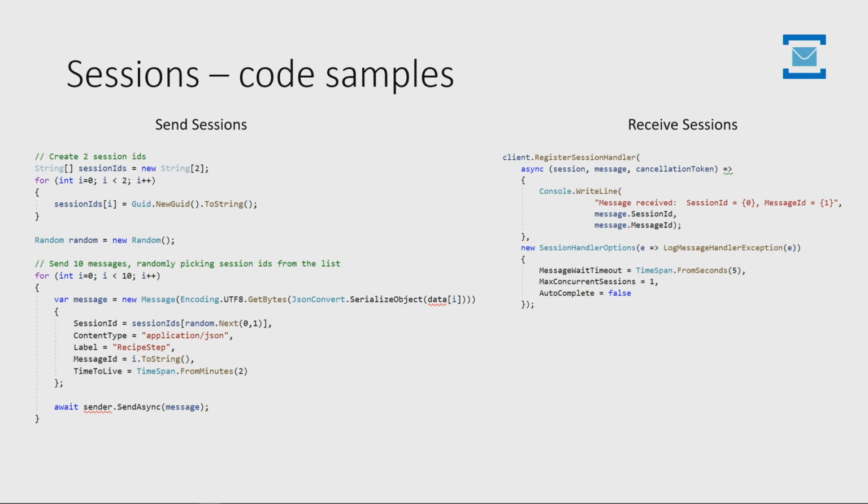So, a very quick code sample. It's pretty straightforward. All you do over here is set the session ID. I just created 2 session IDs at random, and I just plug those into the messages at random as well. And then on the receiver side, we saw the register message handler earlier. Now we have the register session handler instead.